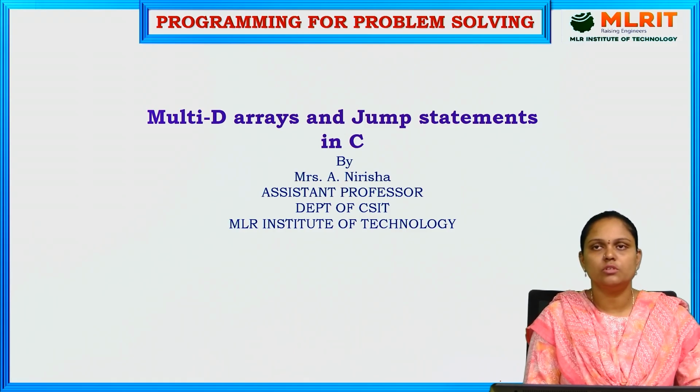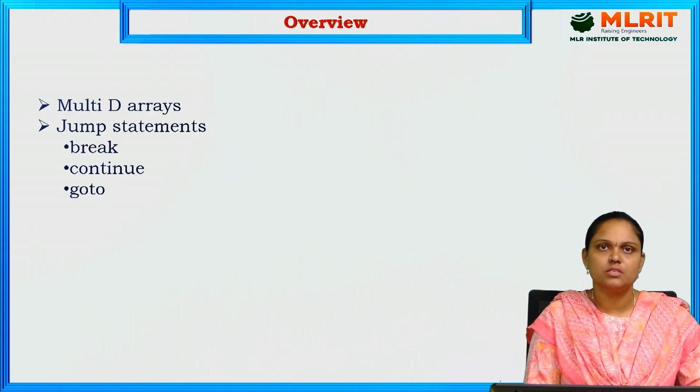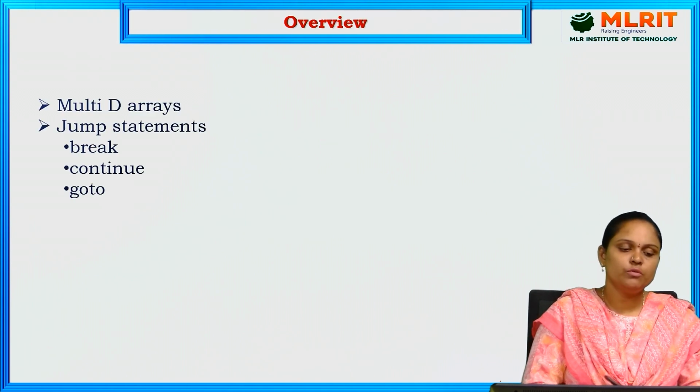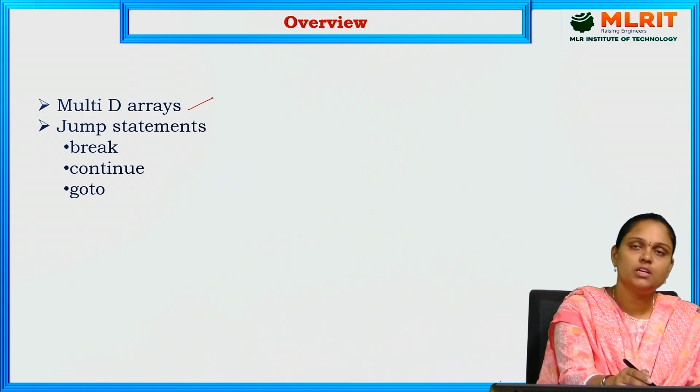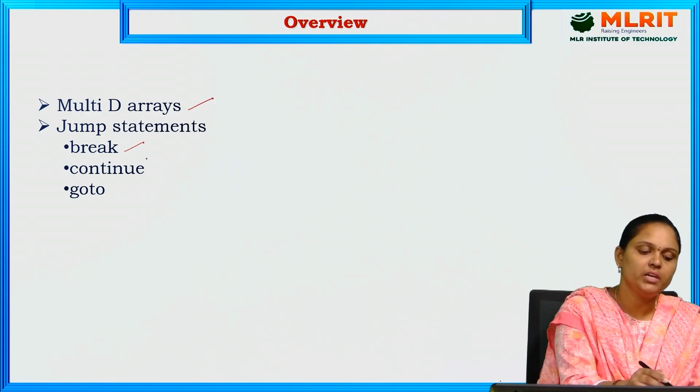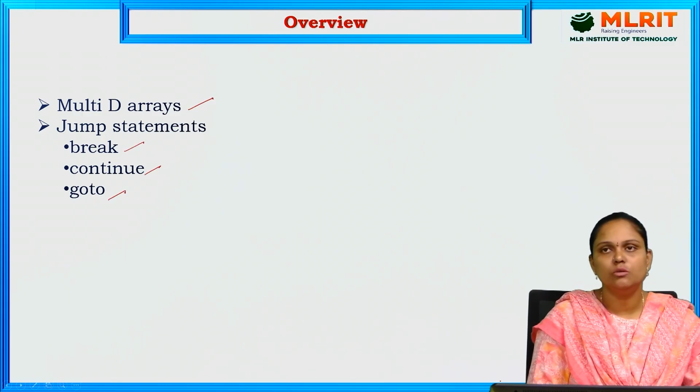Today we are going to discuss multi-D arrays and also the jump statements in C. So coming to the overview, we are going to learn about multi-dimensional arrays and also jump statements include break, continue and also the goto.